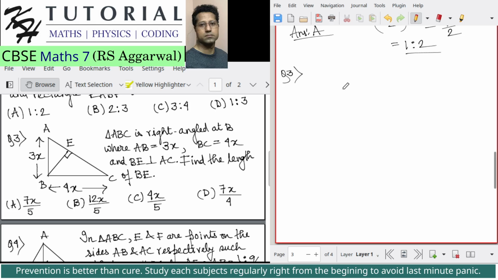Okay, so I'm not drawing the figure. So how do we find the length of BE? Now ABC is a right angle triangle. We know the length of the two arms or the legs.